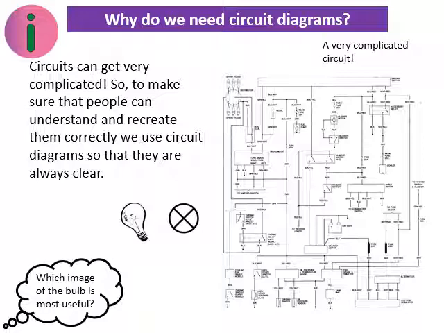If I were to draw a picture of a circuit, someone might understand it, but someone else might look and have no idea what I was talking about. So we need a clear diagram to make sure that everyone can understand. If you look at these two images of a bulb, one has been drawn and one is using straight, solid lines. Which image do you think is the most useful? Pause the video and have a think.